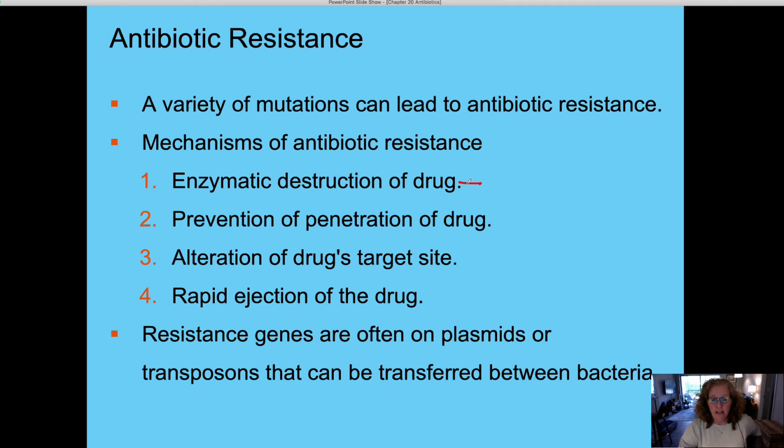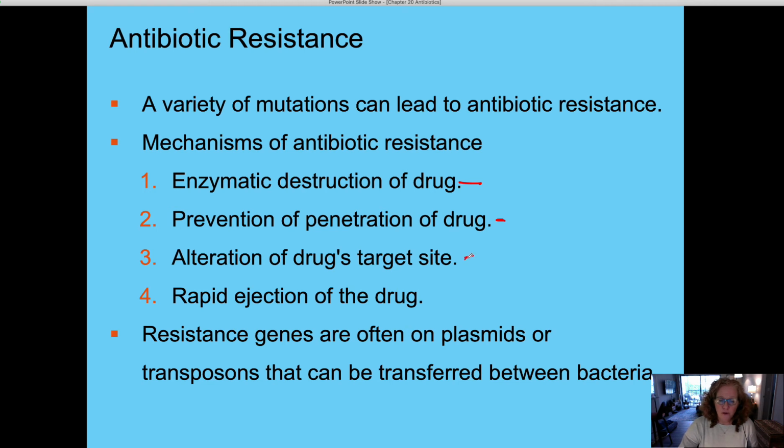Beta-lactamases are an example of enzymatic destruction of the drug. It just breaks that beta-lactam ring and destroys it, and then the penicillin is no longer effective. Some organisms will prevent penetration of the drug. So just the lipid layer alone on many gram negatives makes them impenetrable to some drugs. This would be an intrinsic form of resistance.